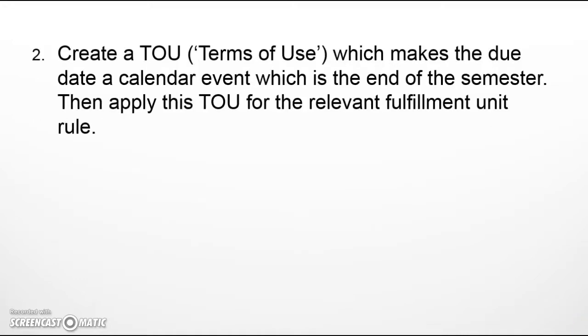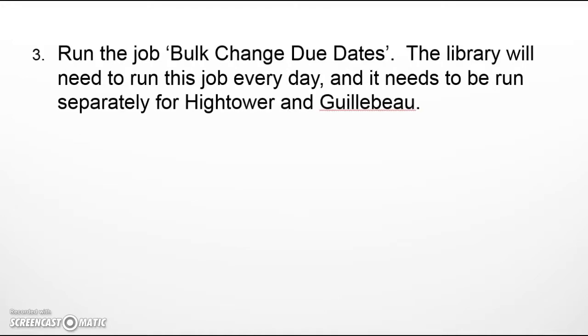The second way is to create a terms of use policy that makes use of a due date calendar event, and that's going to be set to be the end of the semester. And then you apply that terms of use for all the relevant fulfillment units that apply. And the third method is to run a bulk change due date job. And the library would have to run this job every day. And the other caveat is that it needs to be run separately for Hightower and Guillebeau.